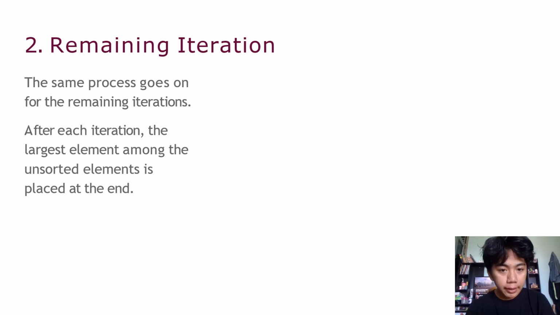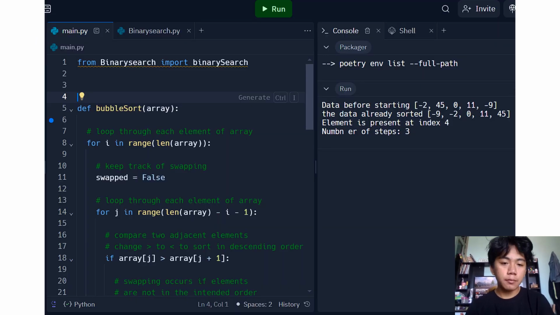The second one, remaining iteration. The same process goes on for the remaining iteration. After each iteration, the largest element among the unsorted element is placed at the end. And this is the example of bubble sort in Python.